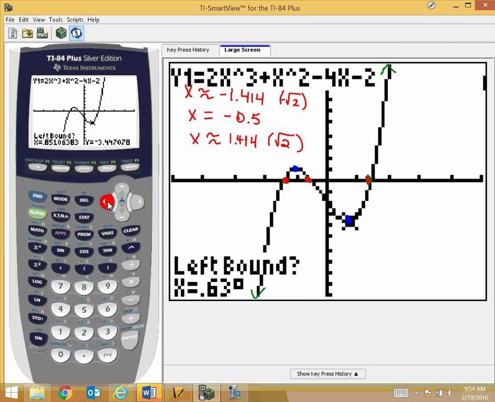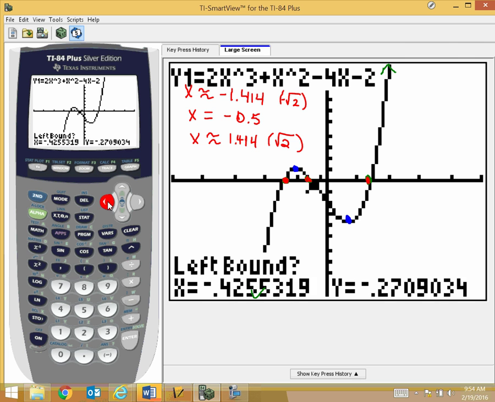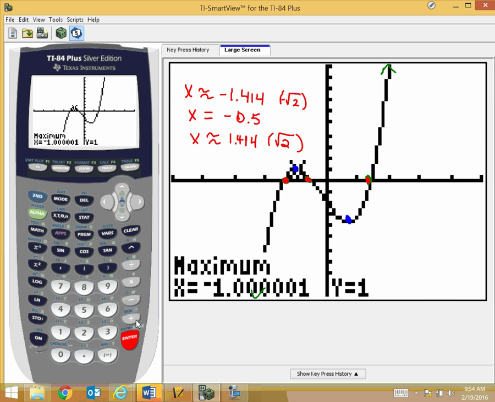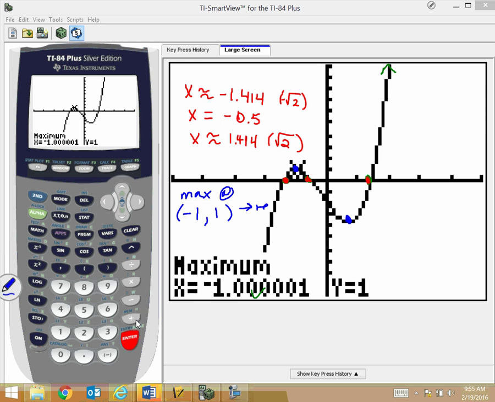And I'm going to cursor over to, it asks for a left bound, so I'm going to go a little bit left of where the maximum is. You don't have to be far away from it. Hit enter. Go a little bit to the right for the right bound. Hit enter. And then I'm going to hit enter one more time. And it's going to tell me that the max is going to be at the point -1, 1. Now this is only a relative max because there are other y values on that graph that are higher than the y coordinate of 1.